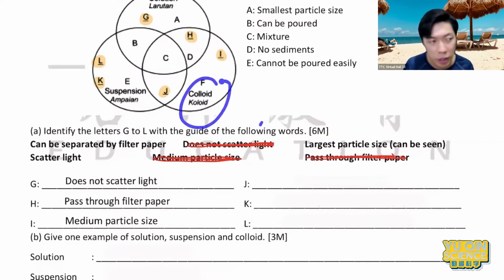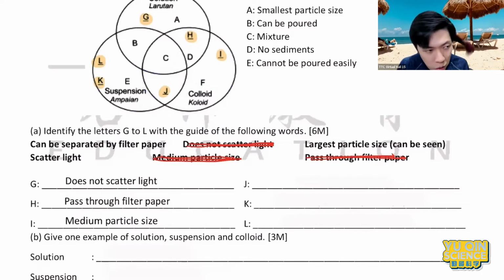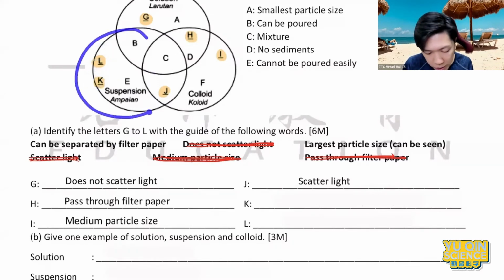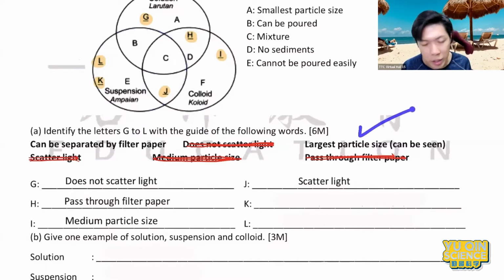A cup of milk and a cup of muddy water bounce the light away. Boom, scattered light. Then the last two don't matter because they are in the same circle for suspension. So suspension has large particles, so big that they cannot dissolve completely and you can see with your eyes. That's why it's floating or sinking to the bottom.